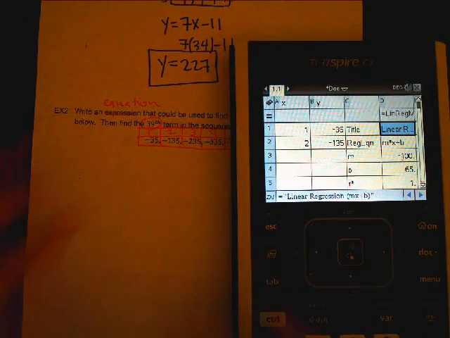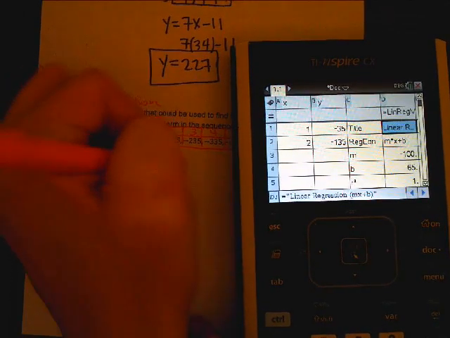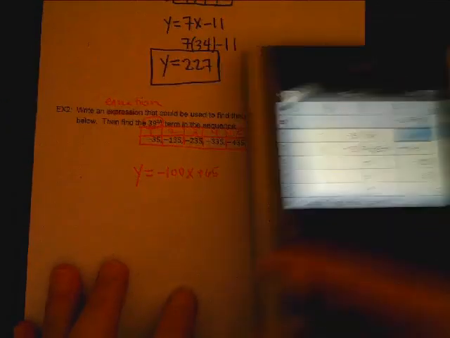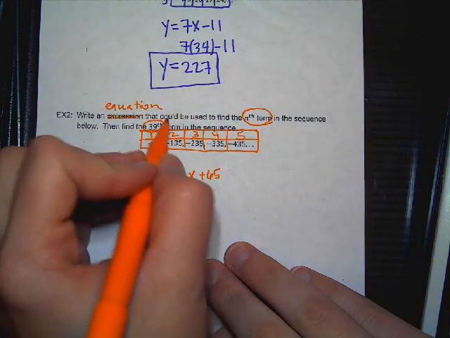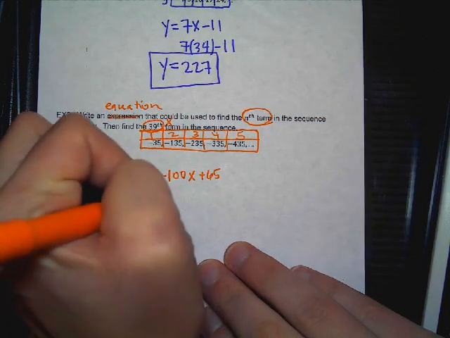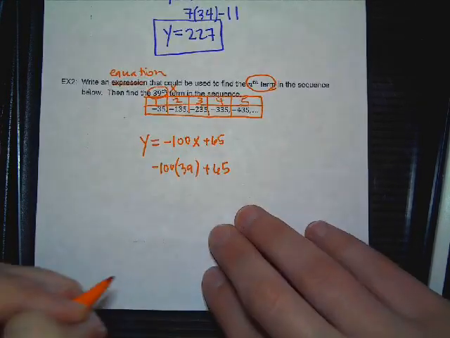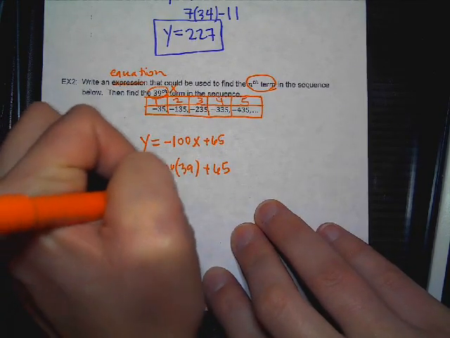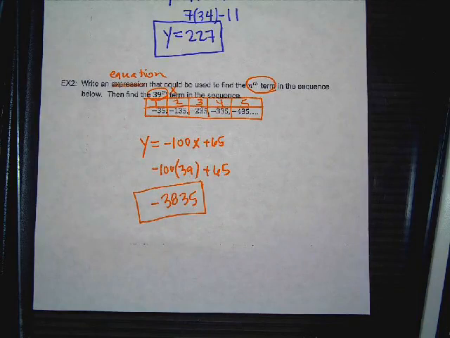Okay. So my equation is y equals negative 100x plus 65. Y'all with me? Yep. Okay. So now that I've got my equation, what do I do? Plug in 39. It says 39th term, so that's my x number. So negative 100 times 39 plus 65 gives me what? Negative 3835. That's the term it would be.